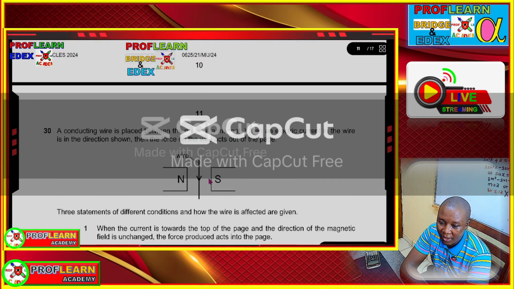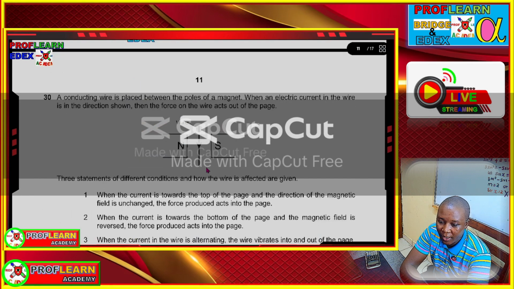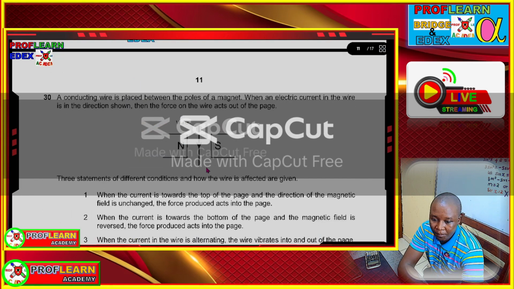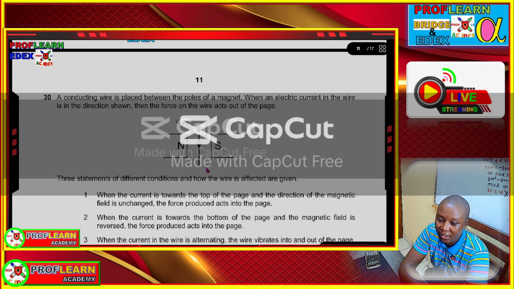A conductor that is in the magnetic field. You can see there are three statements given there. When the current is towards the top of the page and the direction of the magnetic field is unchanged, the force induced acts into the page. Initially it was out of the page, but when the current is reversed and the field is left that way, the force is going to be into the page. And that statement is very, very correct.